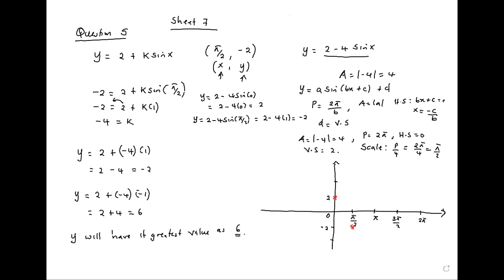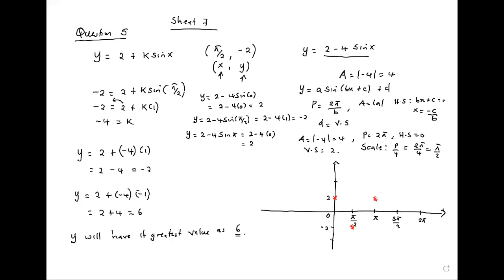Then we proceed to pi. Y is equal to 2 minus 4 sine pi. Now what is sine pi? Sine pi is -1, minus 1, giving us 2. No, sine pi is 0. Sine pi is 0. So we get 2 minus 0, which is 2. So we'll go back to pi, 2.